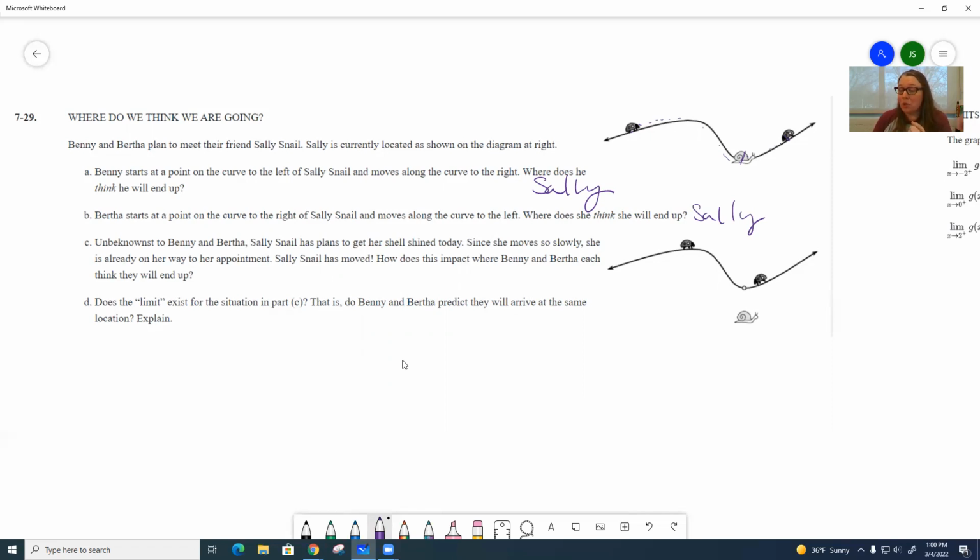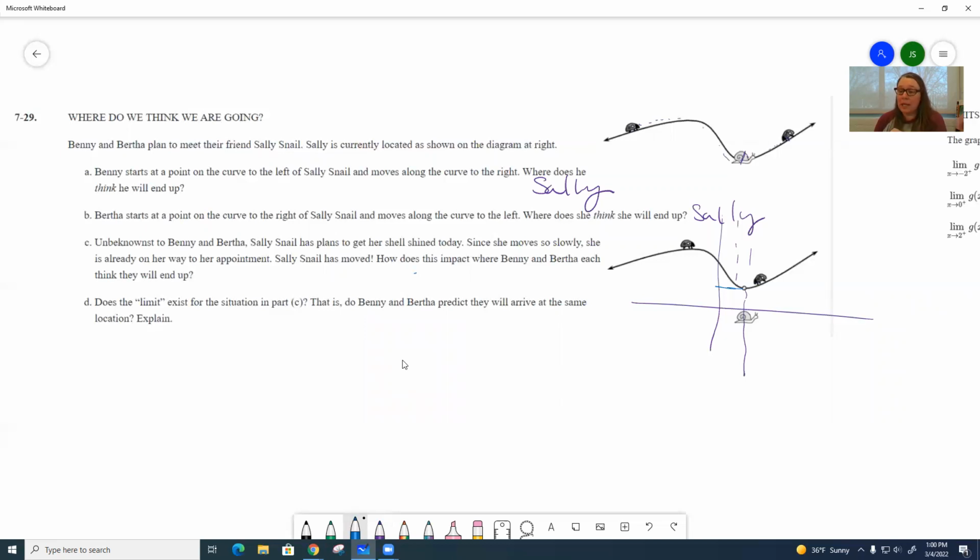Well, even though this is an open circle and Sally's still not here, it's like what I was just talking about. If I were to put this on a graph, and we say they're approaching where Sally Snail is, they're approaching here, Benny and Bertha are still going to think they're going to land in the same spot. So that being an open circle does not change anything, right? How does it impact? It doesn't. It stays the same. The question says, does the limit exist for the situation in part C? That is, do Benny and Bertha predict they will arrive at the same location?